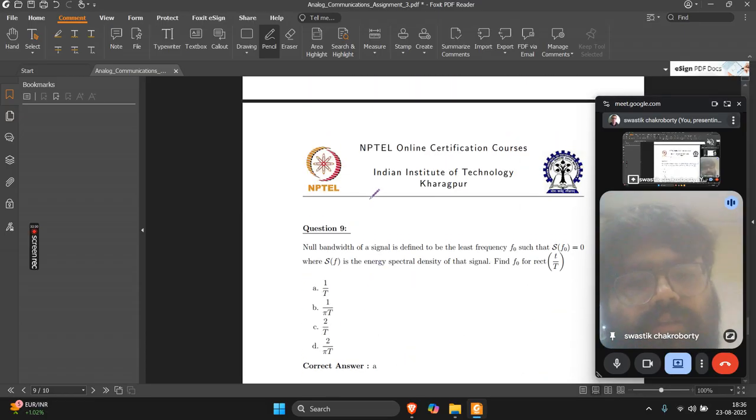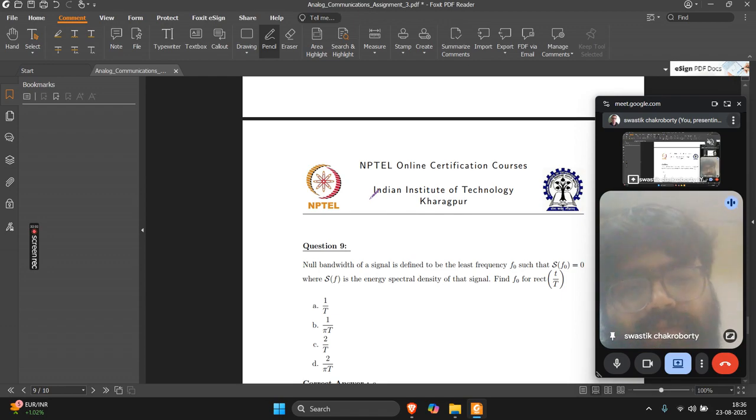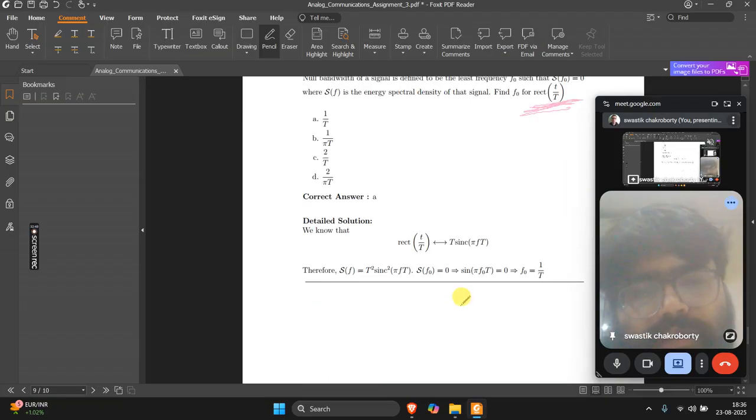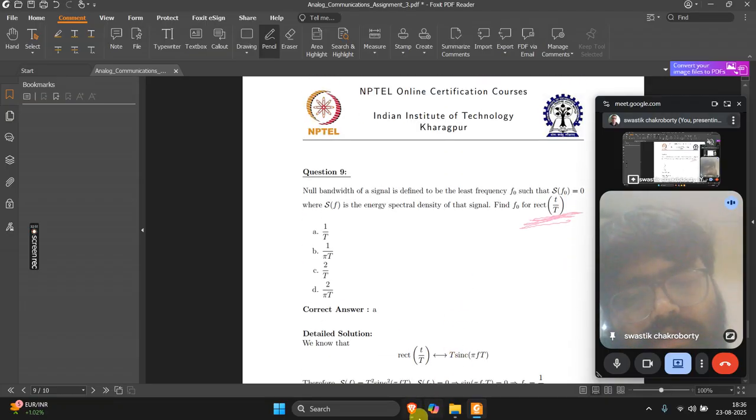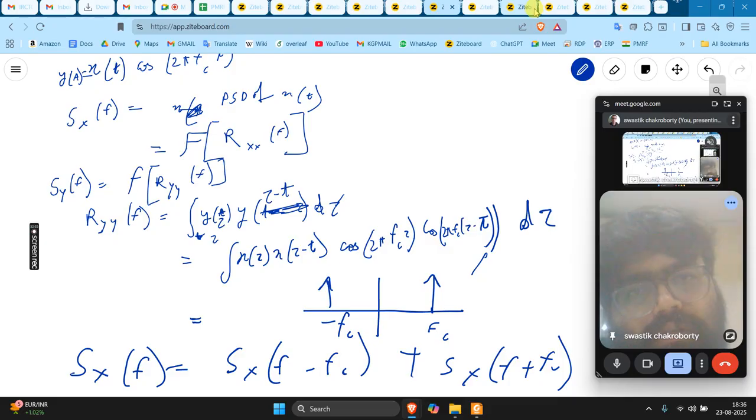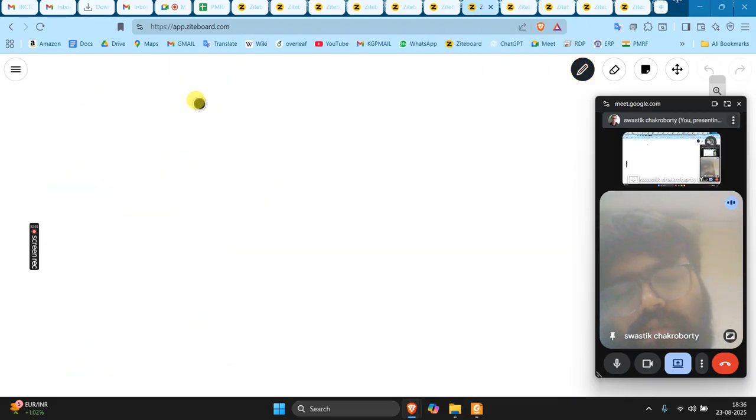Now null bandwidth of a signal is defined to be the least frequency f0 such that S(f0) equals 0. So the first zero crossing frequency is the null bandwidth. Now we have to find the null bandwidth for rect(t/T). So rect(t/T) means it is like this.